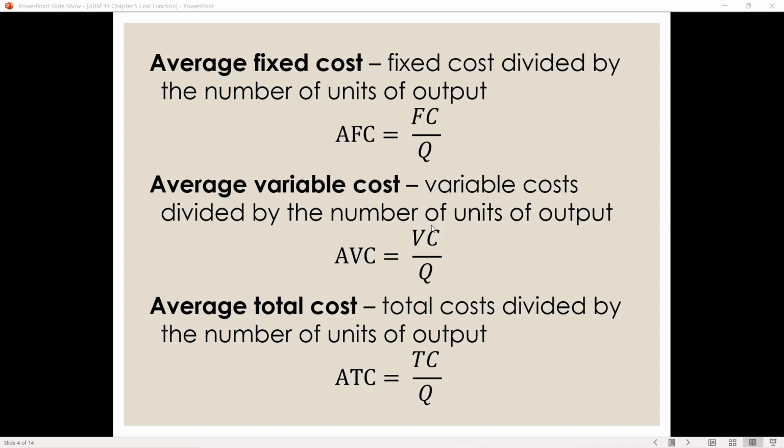Next is average variable cost. This is variable cost divided by the number of units of output, so VC over quantity. It is still the same as fixed cost. The difference is that one is fixed and the other is variable, which means it changes over time. Next we have average total cost. This is total cost divided by the total number of units of output. That's when you'll know how much the average total cost is.